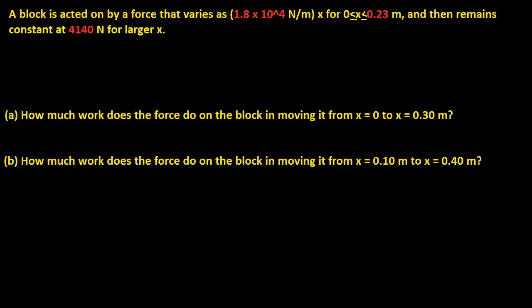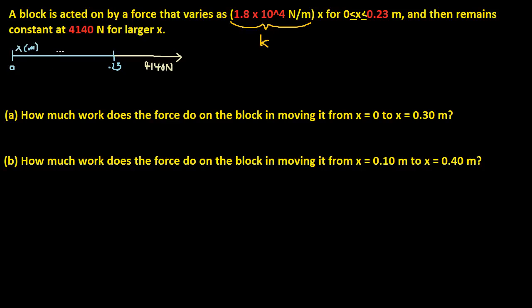Basically, what that means is, as x goes from here to here, and this is going to be 0.23, this is x, and this is 0, in meters. While x is moving from here to here, the force is going to rise by this number right here, and that is going to be our k. So it varies directly with x. And then from here on, it's going to be 4140 newtons.